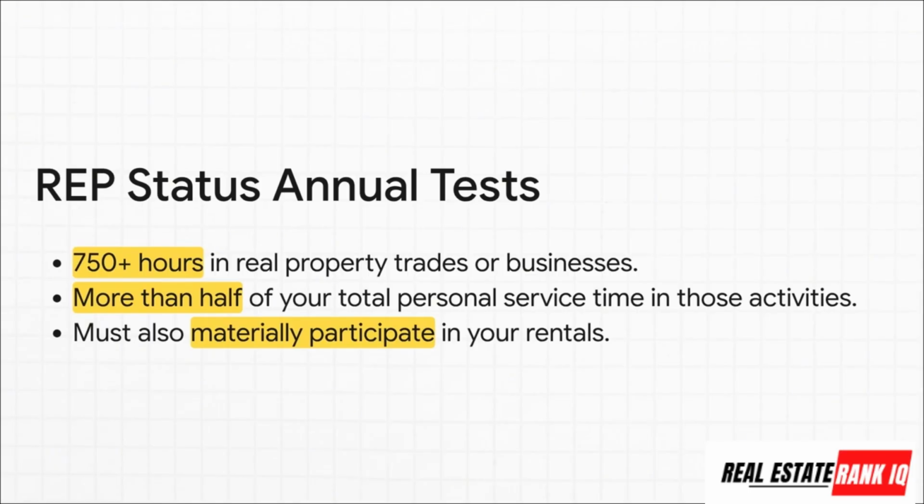Test number 2, and this is the one that trips most people up, more than half, over 50% of your total working time for the entire year has to be in those real estate activities. You can see why this is almost impossible for someone with a demanding full-time W-2 job, right? Now, there is a common workaround. If one spouse can qualify as the REP and you file your taxes jointly, the whole household can benefit.